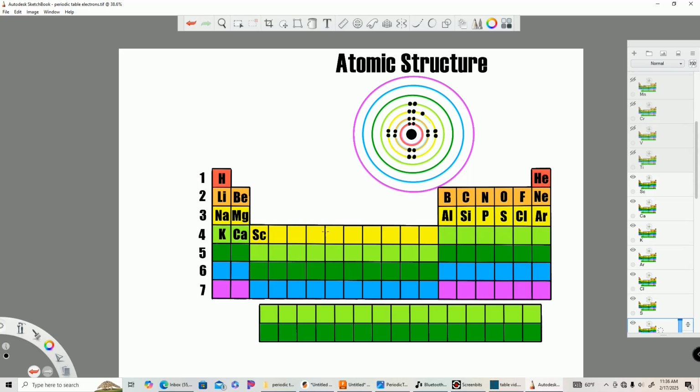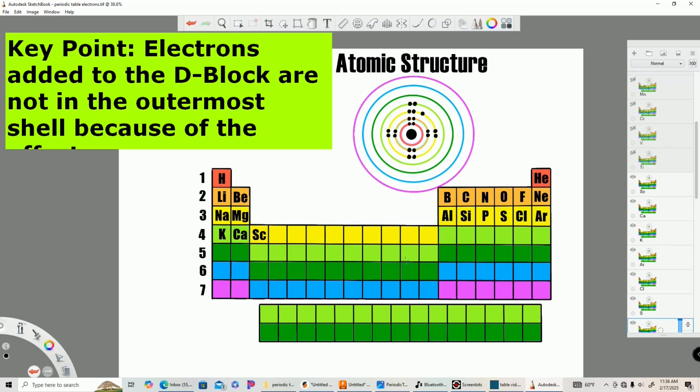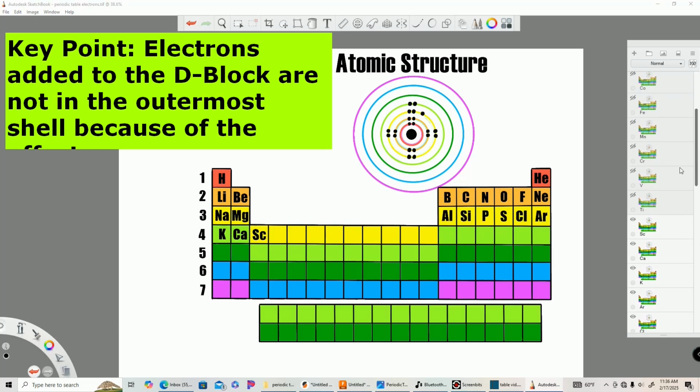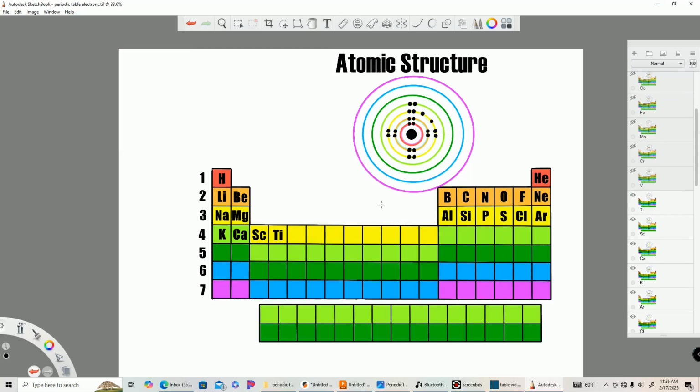So when you add electrons to these elements in this segment right here, this block of the periodic table, which is called the D block, we're going to find out later, these are not valence electrons because they are not on the outside. They're being added to the previous row. So those are not valence electrons. After scandium, you got titanium. You just added another one to this third principal level, and we just keep going.